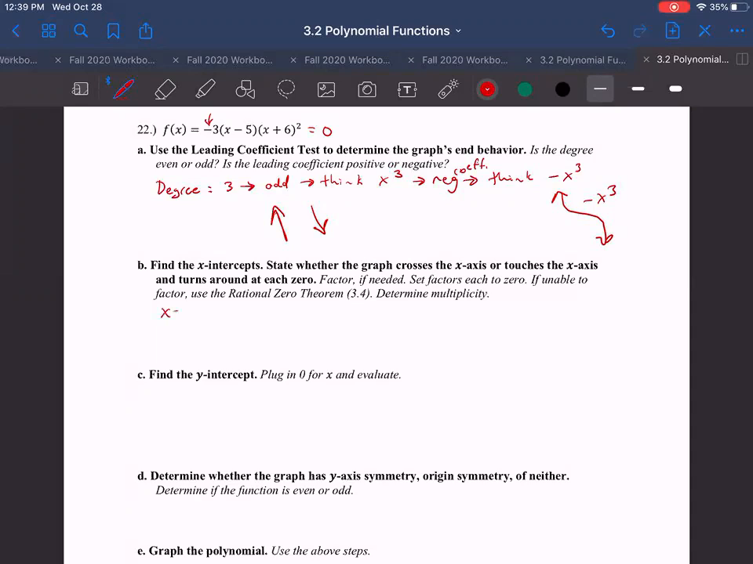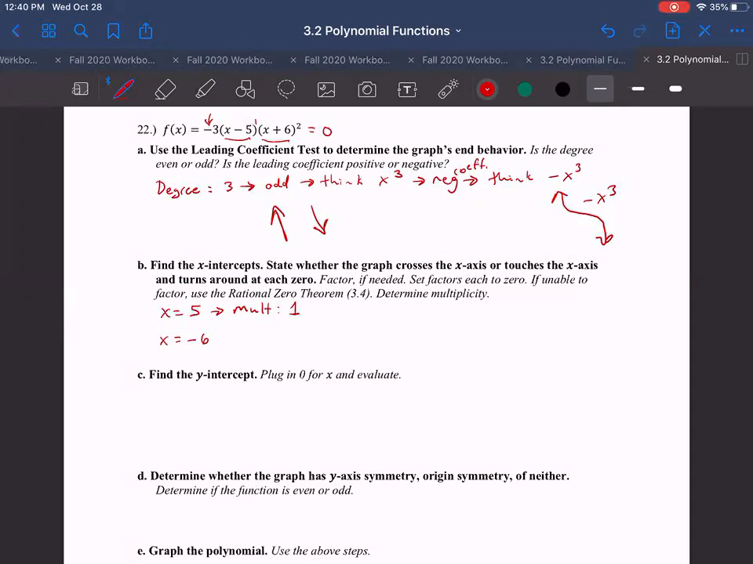So we get an x equals 5 as a 0 and an x equals negative 6 as a 0. This gives us the x equals 5. This gives us the x equals negative 6. For x equals 5, we have a multiplicity of 1 because its exponent up there is a 1.